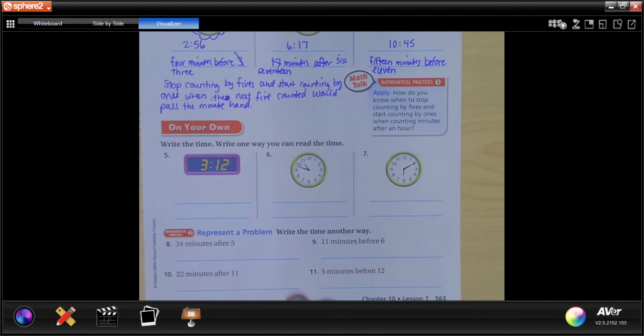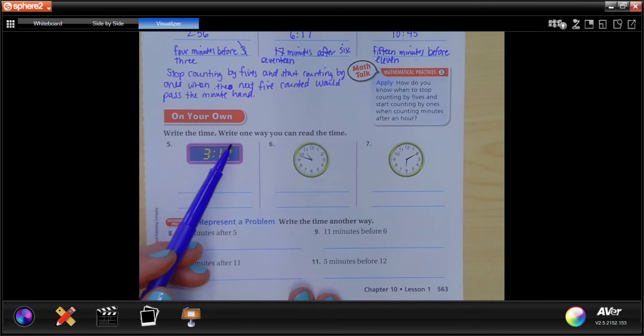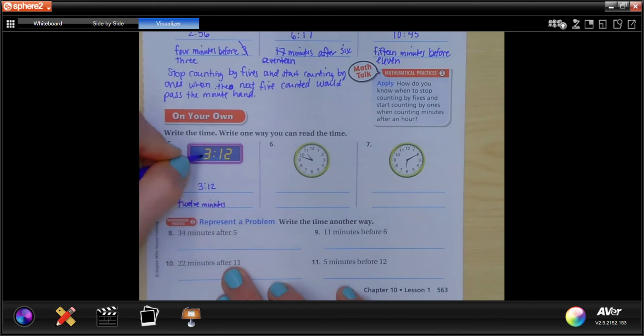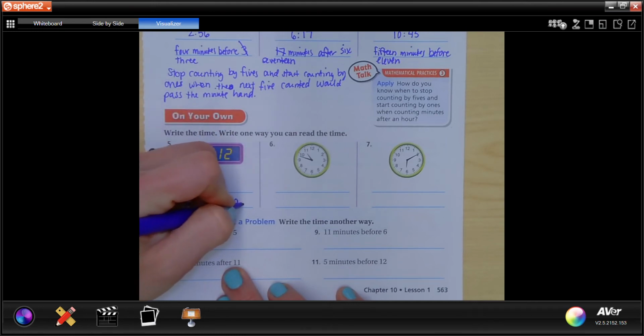Alright, on your own, write the time. Write one way you can read the time. Well, it tells us it's 3:12, so because it's before 30, we'll say it's 12 minutes after 3.